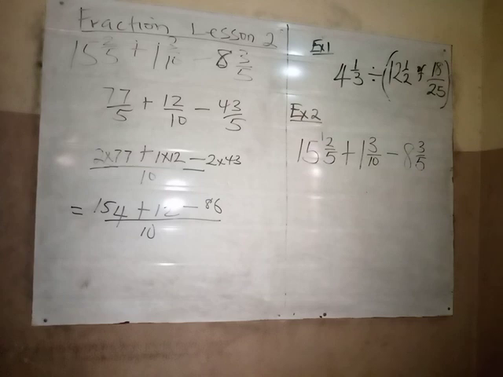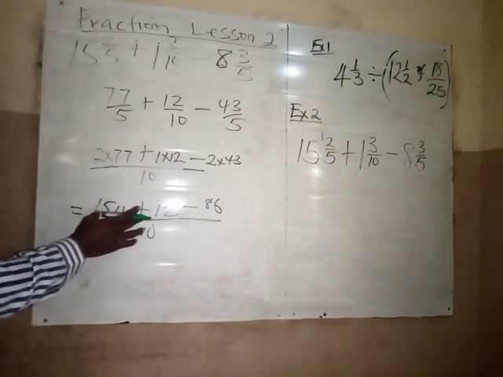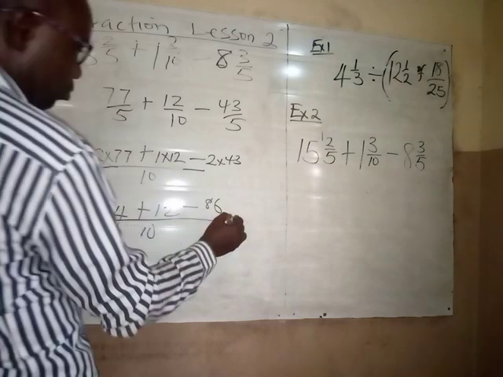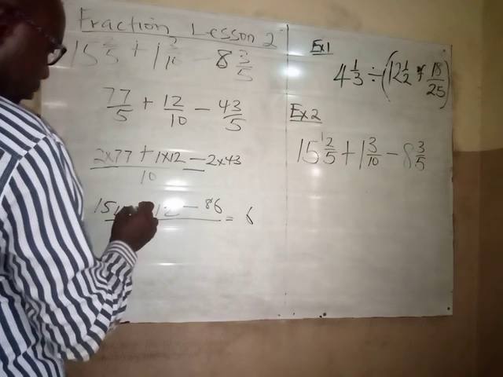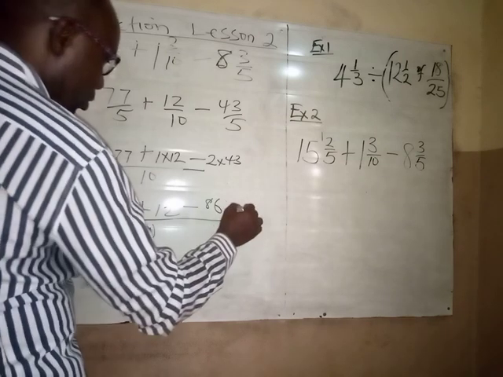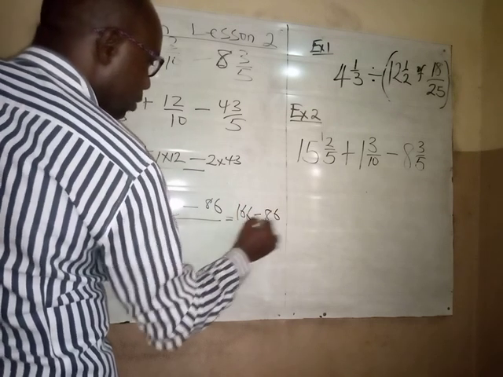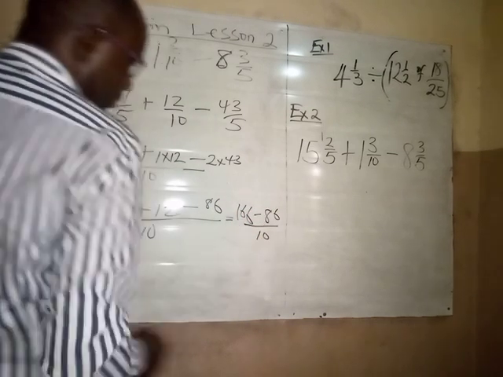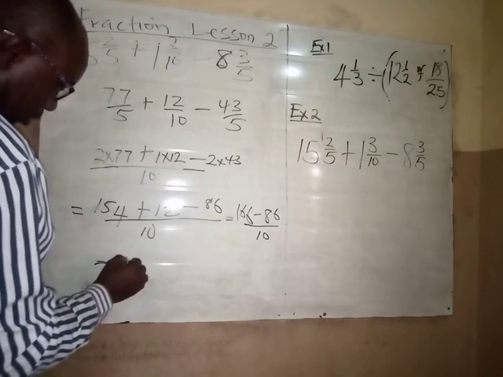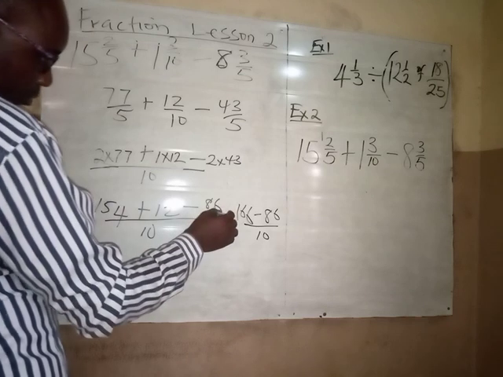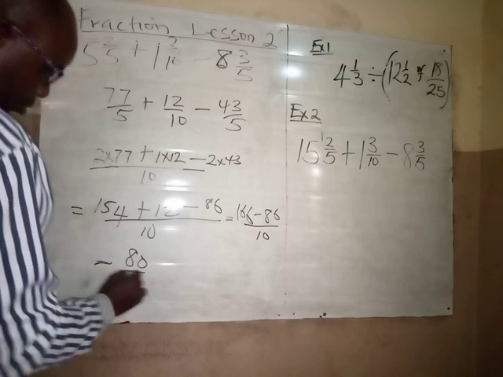So what we now have is 154 plus 12, which gives me 166, minus 86, all over 10. 166 minus 86 will give me 80 over 10.